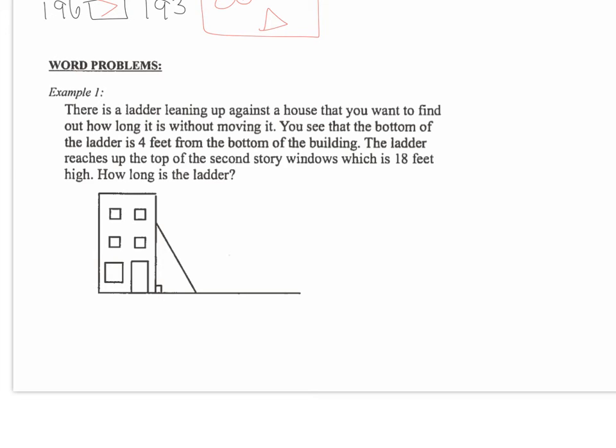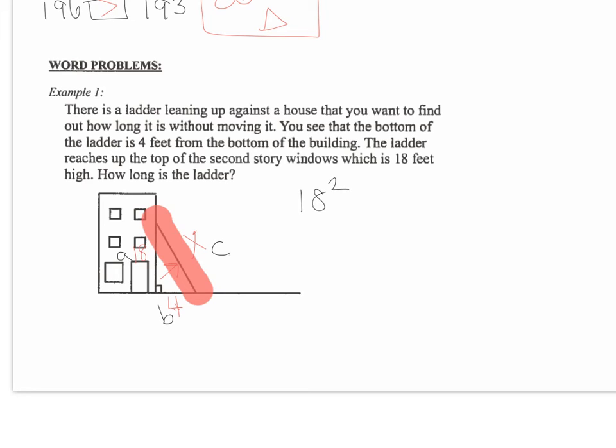So this value right here is your ladder. So that I'm looking for is x. It says the bottom of the ladder is 4 feet from the bottom of the building, so that's 4. And the ladder reaches to the second story, which is 18 feet high. So notice this forms a right triangle. You're given two sides. You have to find the third side, so I'm going to do the Pythagorean theorem. So x is c, 18 is a, 4 is b.